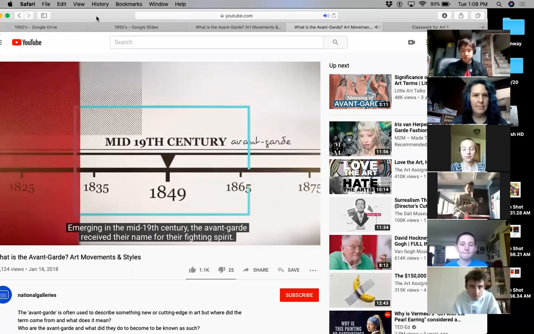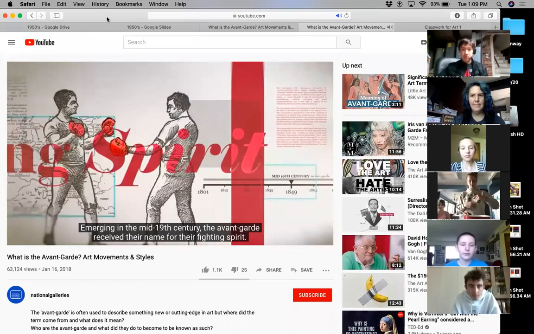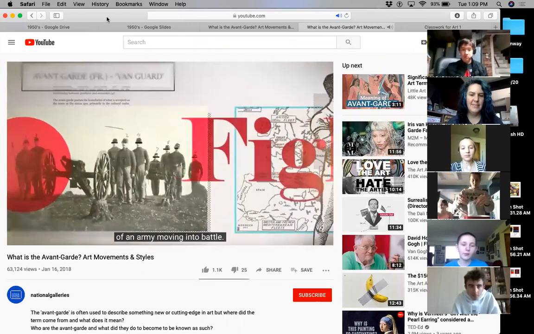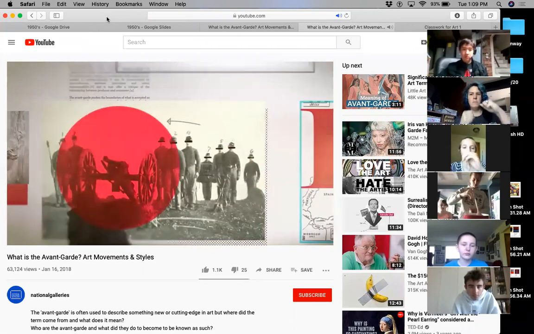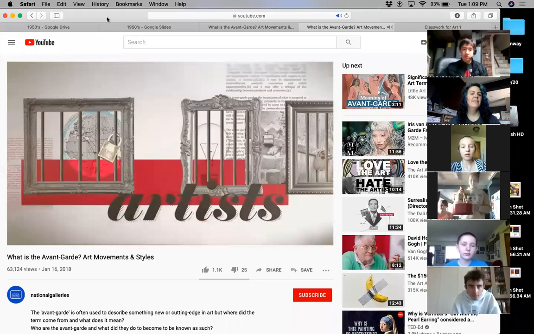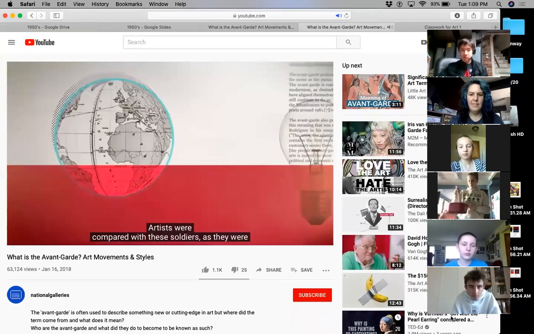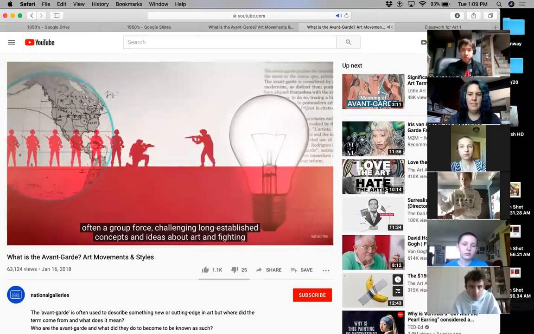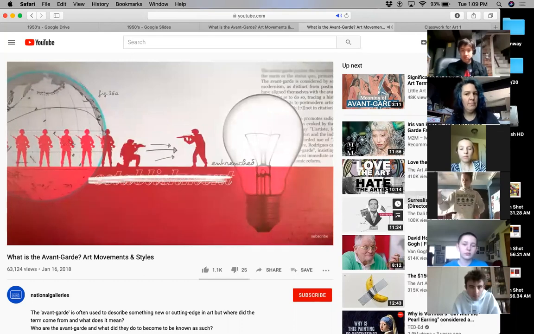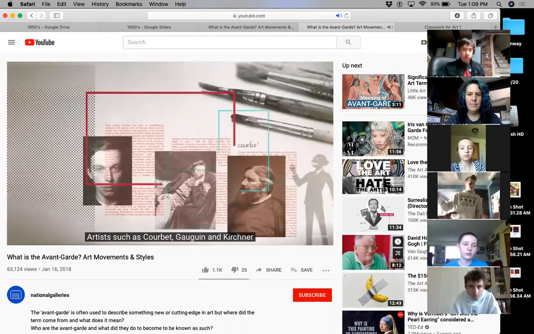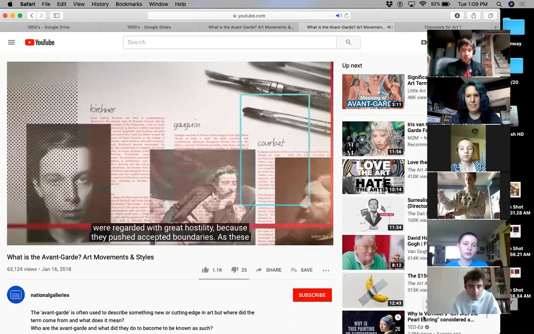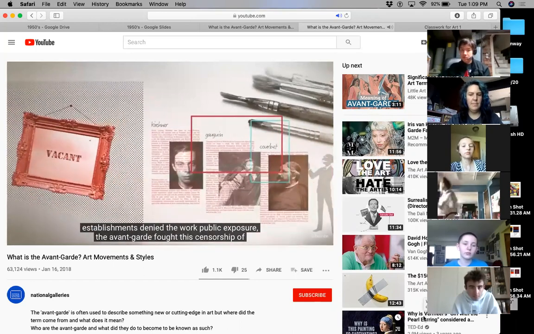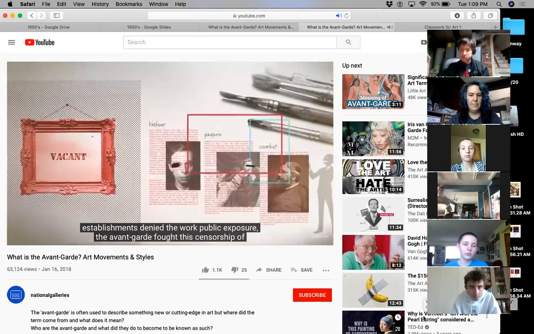Emerging in the mid-19th century, the avant-garde received their name for their fighting spirit. Avant-garde is French for vanguard, a military term used to describe the front line of an army moving into battle. Artists were compared with these soldiers, as they were often a group force, challenging long-established concepts and ideas about art, and fighting an entrenched establishment. Artists such as Courbet, Gauguin, and Kirchner were regarded with great hostility because they pushed accepted boundaries. As these establishments denied the work public exposure, the avant-garde fought this censorship of their art.